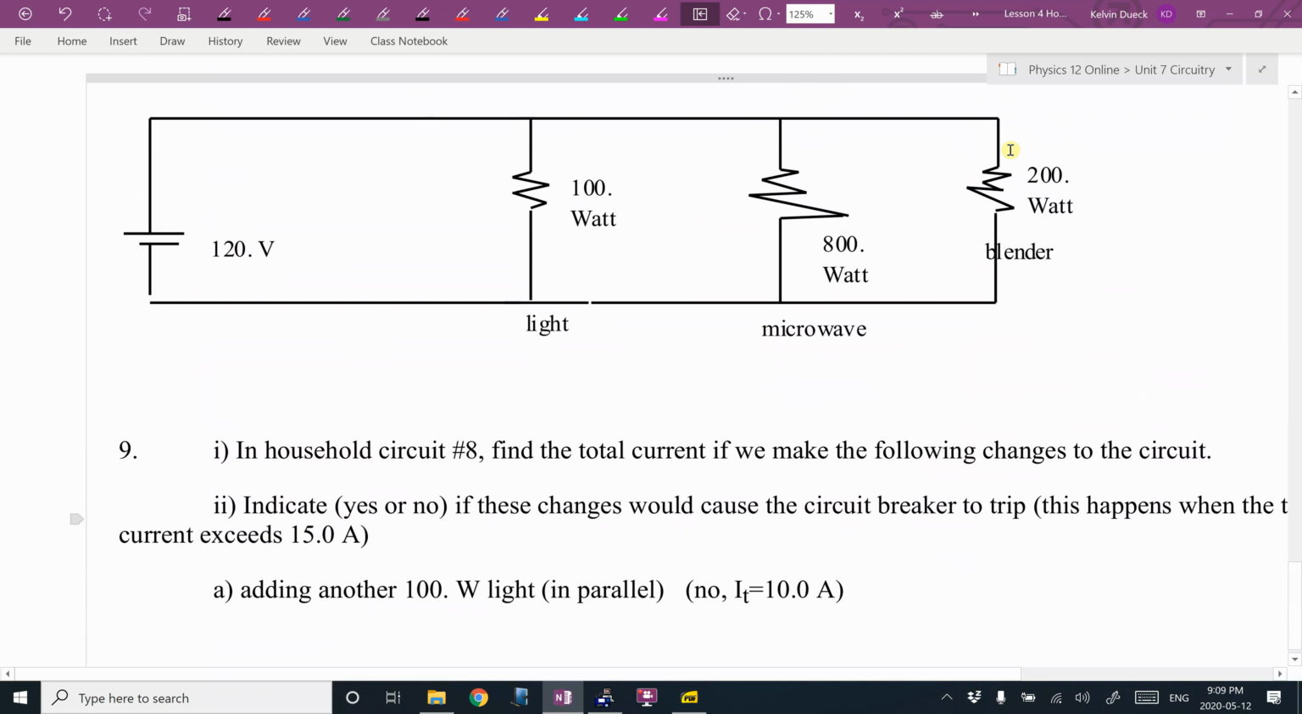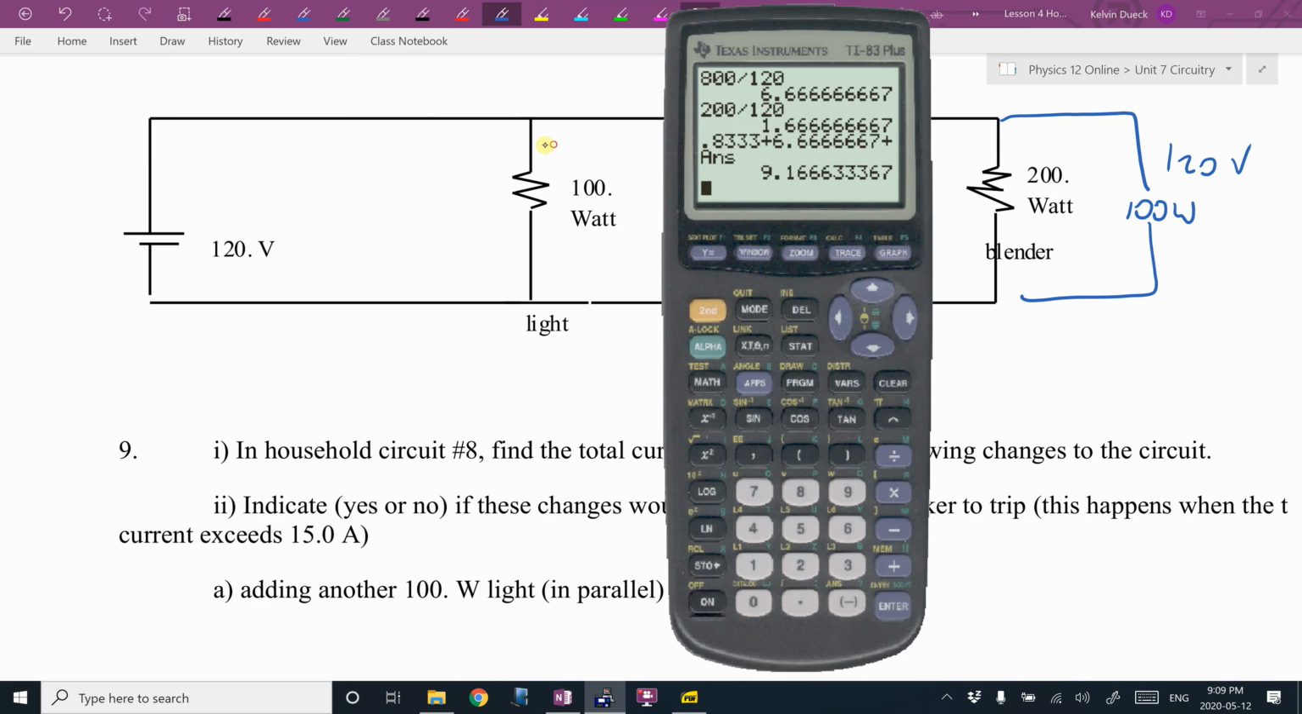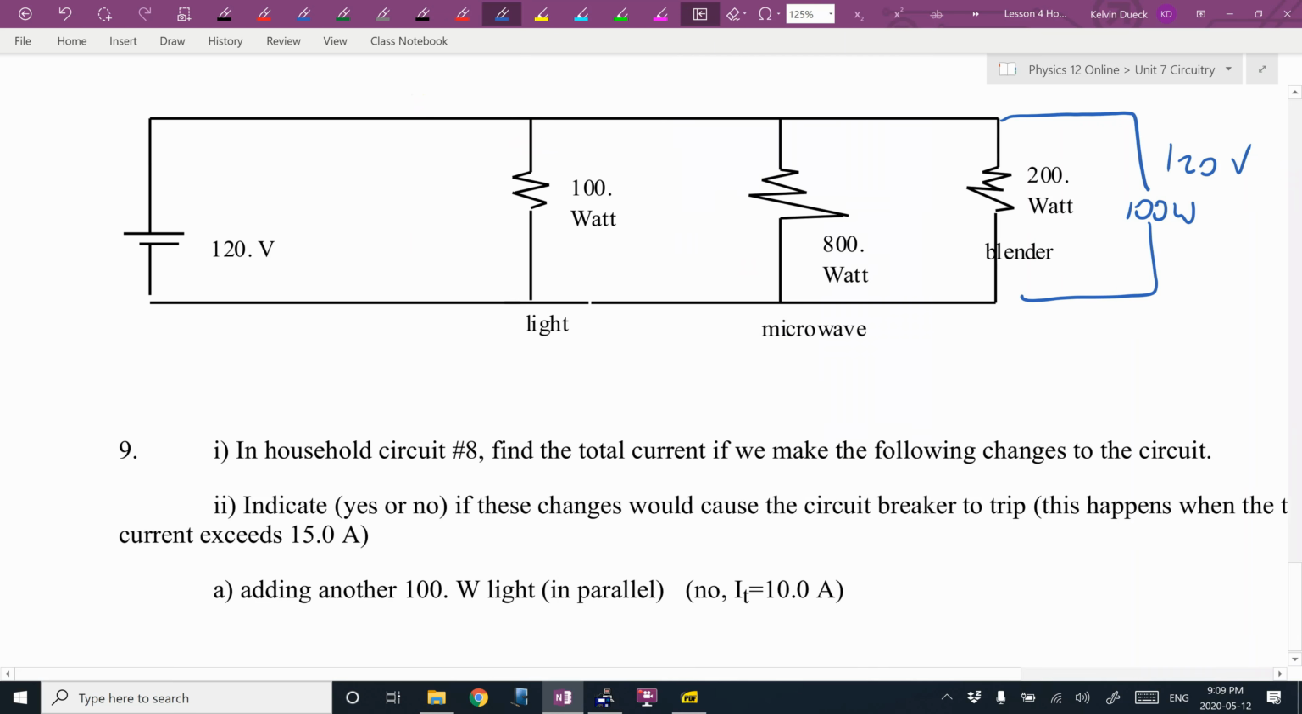Let's see. So if we added another 100-watt light in parallel, that would give us one more 100-watt resistor with 120 volts. And so the current would be 100 watts divided by 120, 0.833 amps. So let's list these.